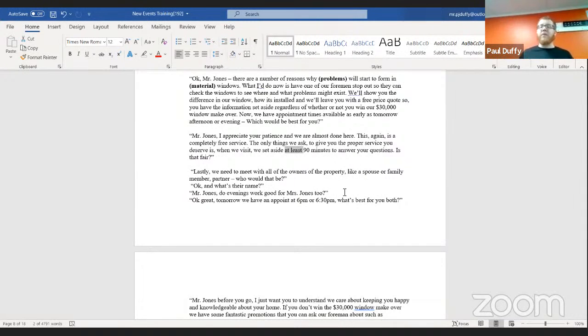Okay, so a couple things to remember here. It's not optional. If there is a second decision maker or property owner in that home, they absolutely need to have that person there. And we need to make sure that we get their information. Make sure you get their name.